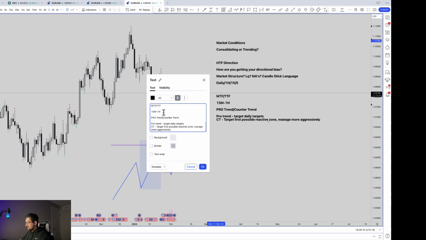So same thing, I should actually add directional bias, and then it's market structure, MAs, candlestick language, liquidity levels. All right, so pretty straightforward. And we're just gonna make this generic because again, I don't know what everyone trades.